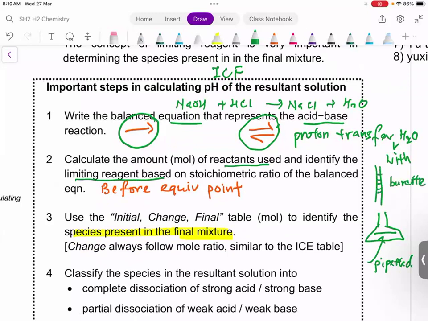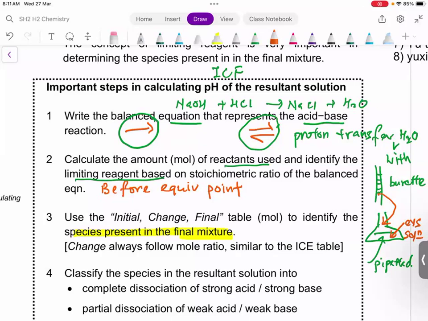Before you reach the equivalence point, who is limiting? The solution from the burette is limiting, because the solution from the burette is always added dropwise. So every drop from your burette will be reacted away by the excess solution in the flask. So before the equivalence point, the solution in your conical flask is always in excess, while the burette, the titrant, is limiting. When it's limiting, everything will be fully reacted away.